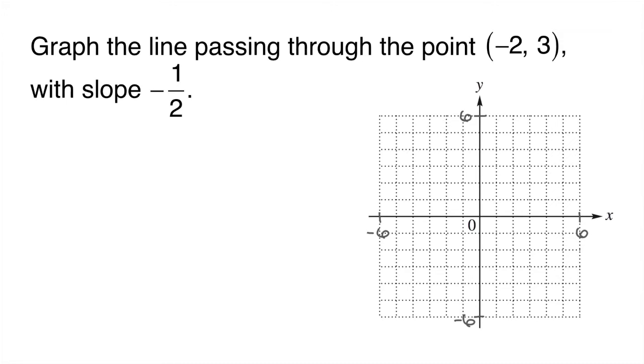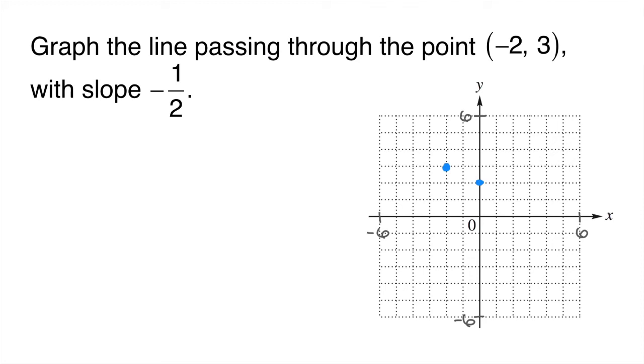From the origin, we move left 2 and up 3 and plot a point. We also know that the slope is -1/2. Slope is rise over run. So we can move from the known point, -2, 3, down 1 unit and to the right 2 units to get to the next point or another point on the line.